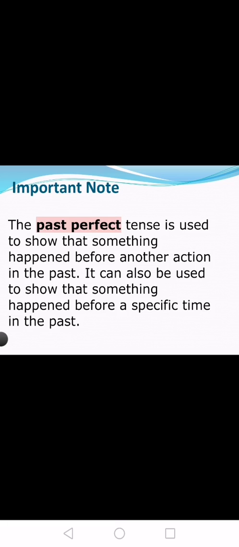I had not seen the snow until I went to Fairlawns. Why have we used had with seen, and why are we using I went only? Why are we not saying until I had gone? Well, if we go back on our previous slide, you will see the past perfect tense shows something happened before another action in the past. So in this sentence you can see that he hadn't seen the snow before he went to Fairlawns. So that's why we are using had not seen.